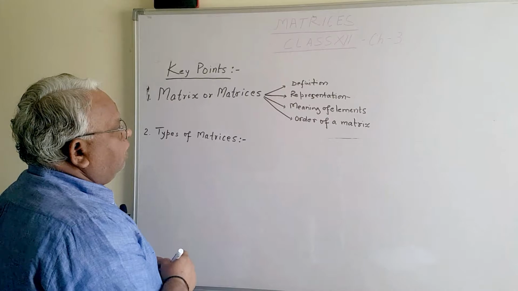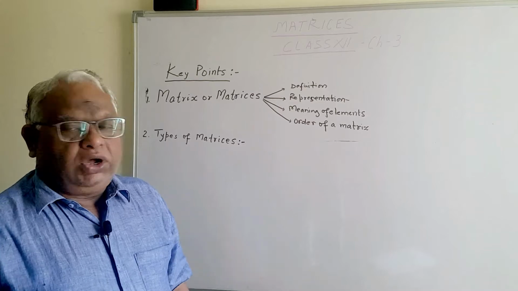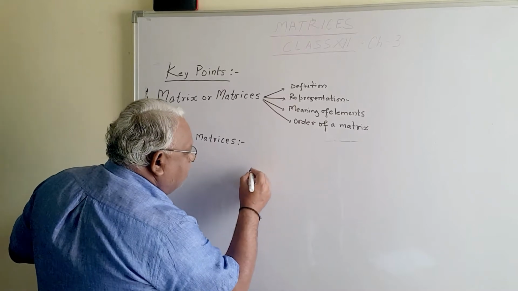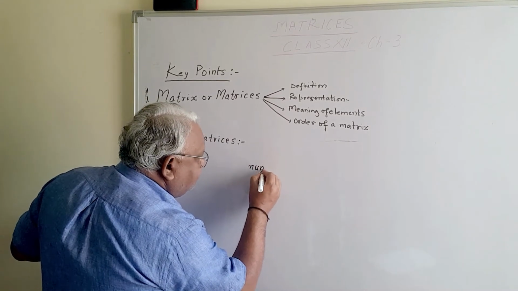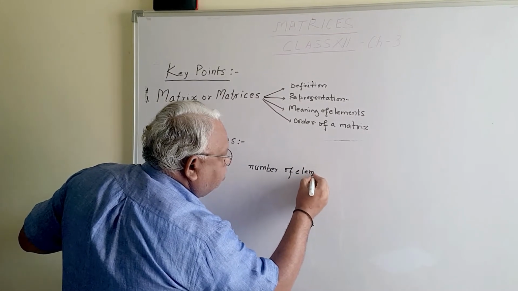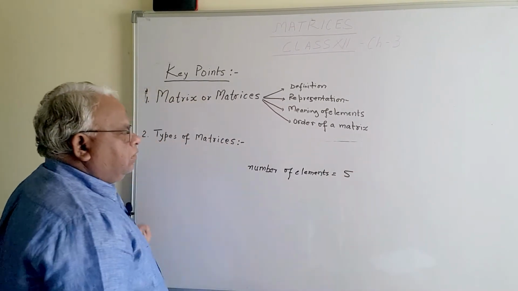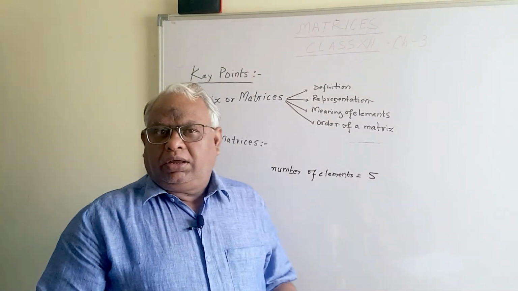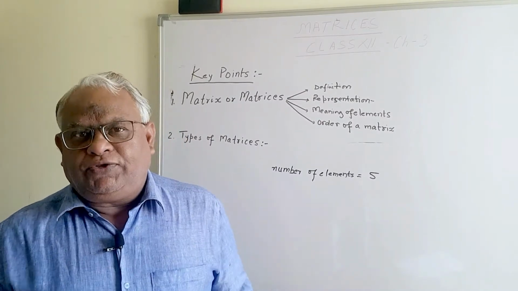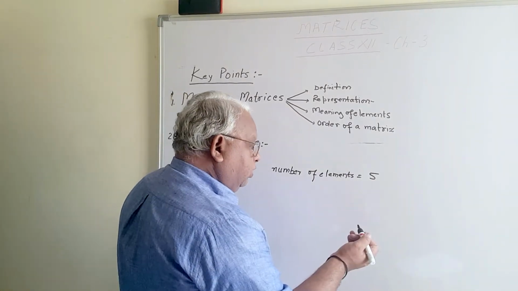The next part is, I was talking about what is the link between the number of elements and the order of a matrix. So my question is, if I give you 5 elements, the number of elements I provide you as 5, how many matrices you can form, and what will be the order of the resultant matrix? Let us see what you are going to do.